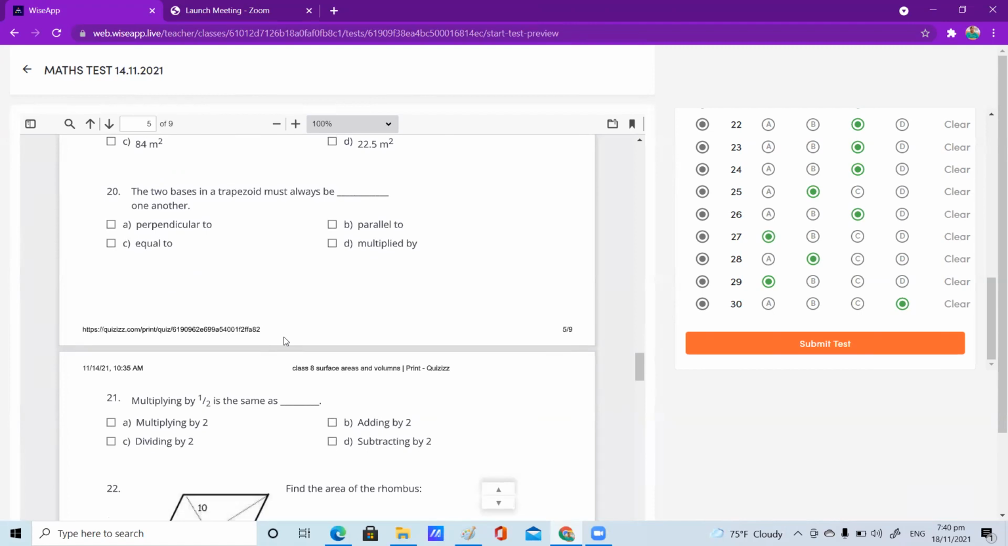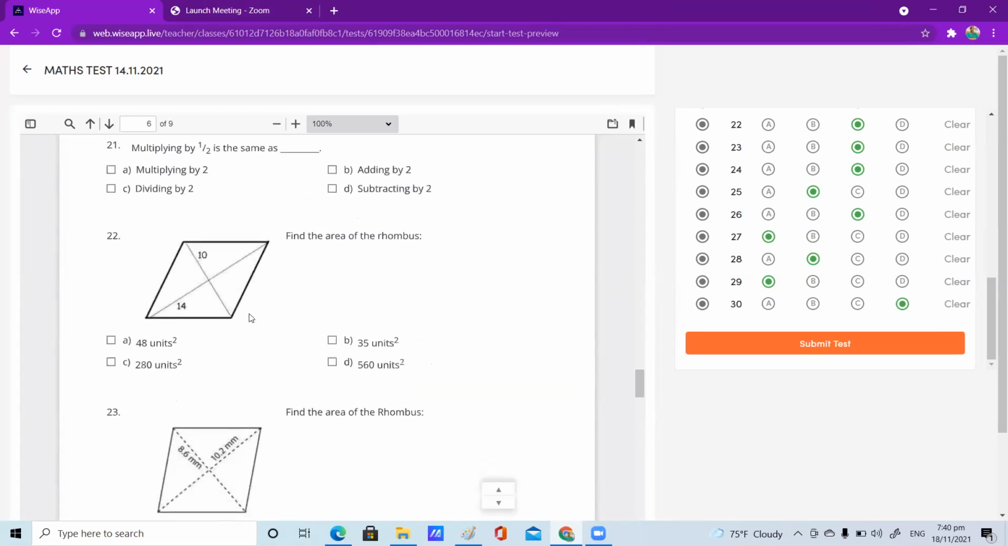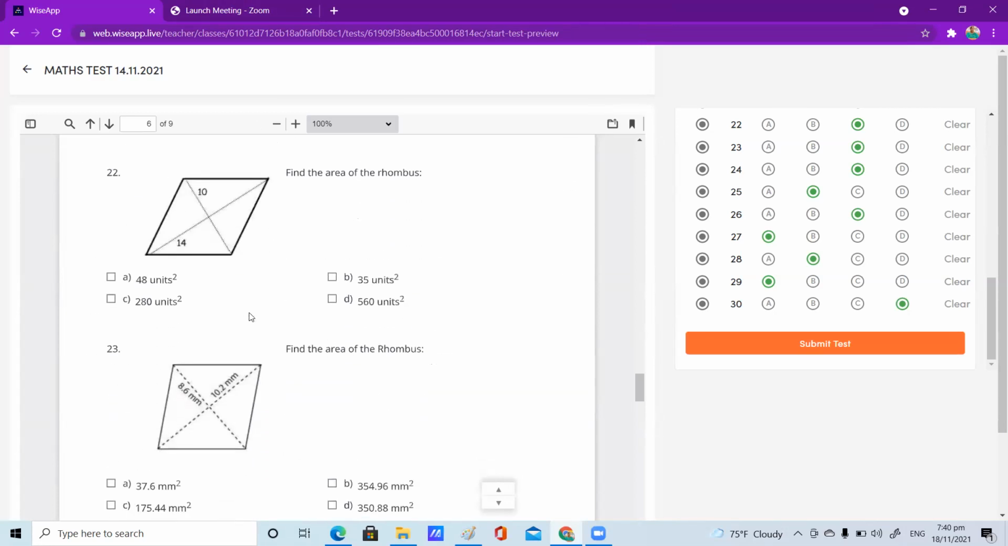Multiplying by half is the same as dividing by 2. Multiplying by 2 is not the same as dividing by 2, children. Yes, I was saying dividing by 2. Next, question 22, this is a rhombus.